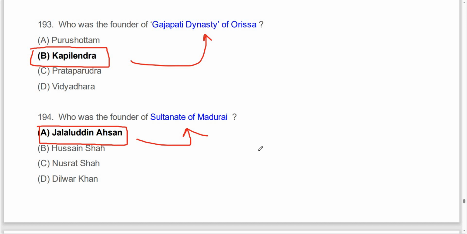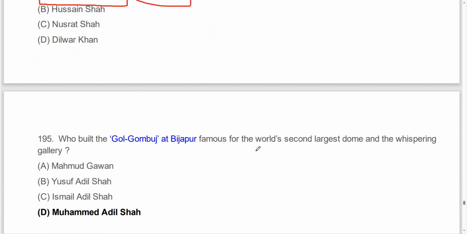Jalaluddin Hasan was the one who founded the Sultanate of Madurai. Moving on to the next question.